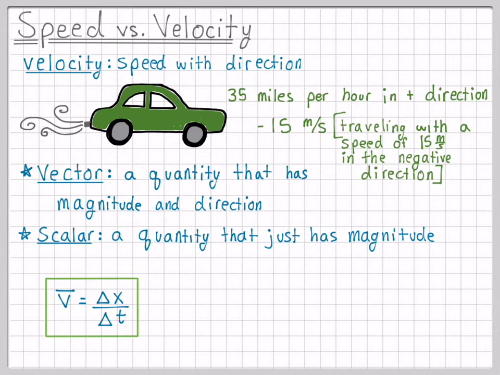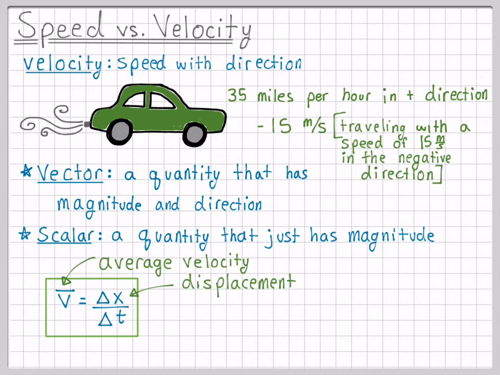The equation for average velocity is v-bar equals delta x over delta t, and these deltas mean change in, and the bar over the v symbolizes that this is the average velocity that we're looking at. And delta x is also known as displacement, which is the change in position. We also have an equation for displacement, and it is literally the final position minus the initial position.